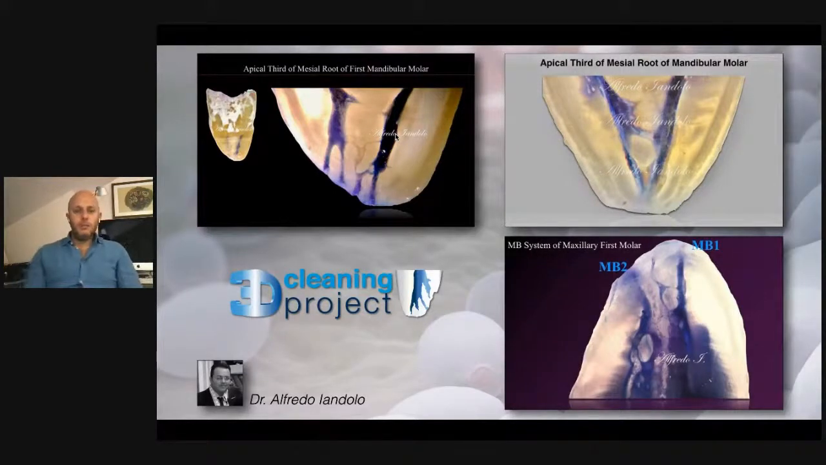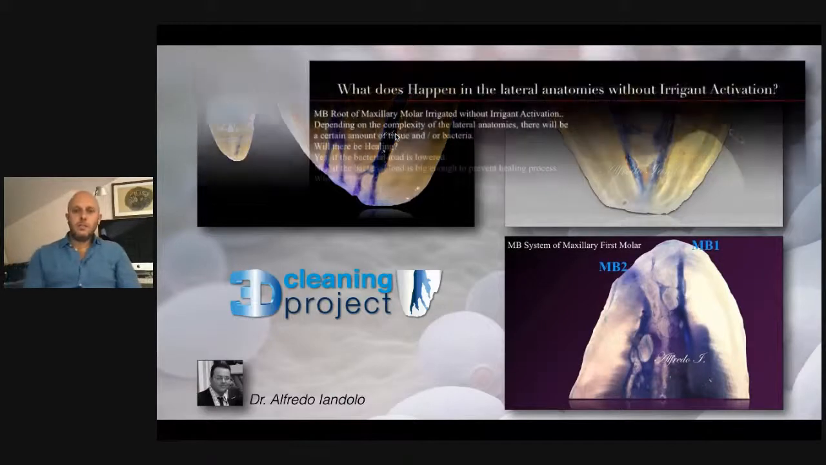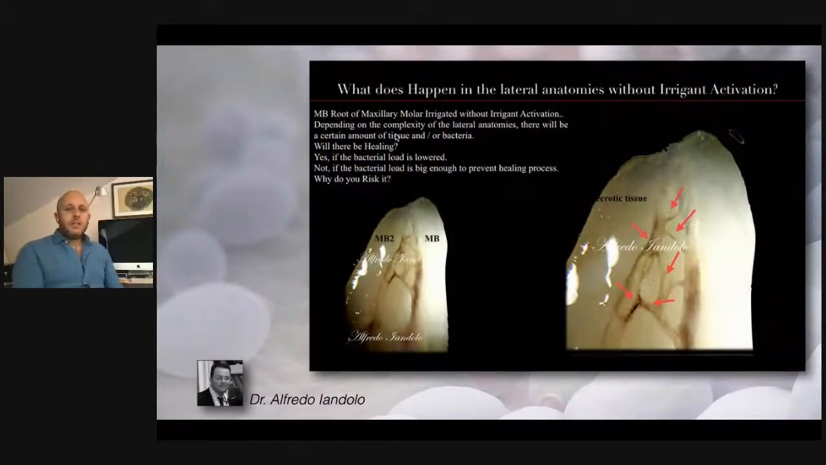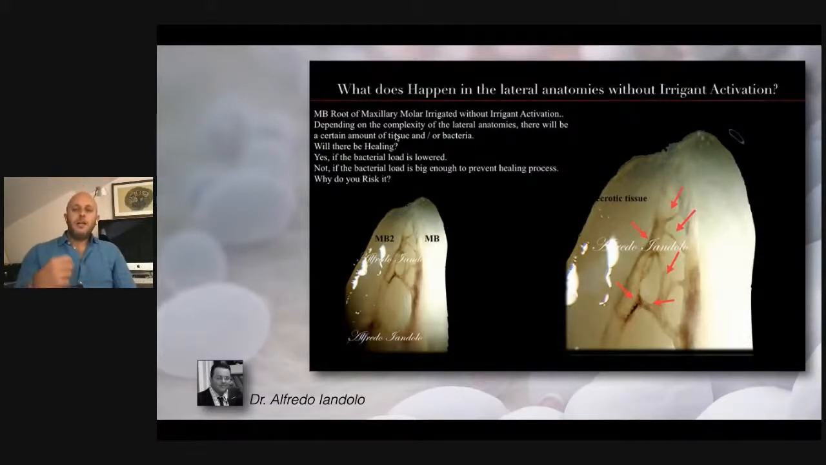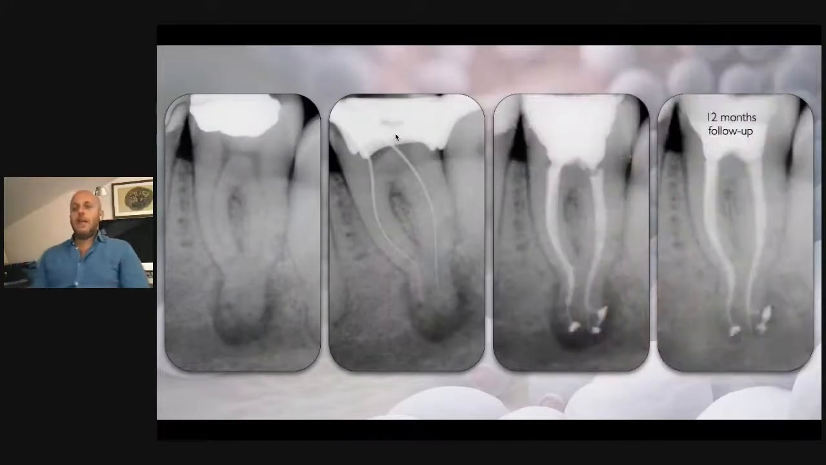Look at these beautiful images by Alfredo Iandolo of the apical third, of the ramifications of the apical delta, of the canals in the apical third of these teeth. And these anatomical complexities can leave free space for bacteria that can live inside the canals, and can be the cause of the failure of a root canal treatment. And anatomy is very, very varying, is very complex.